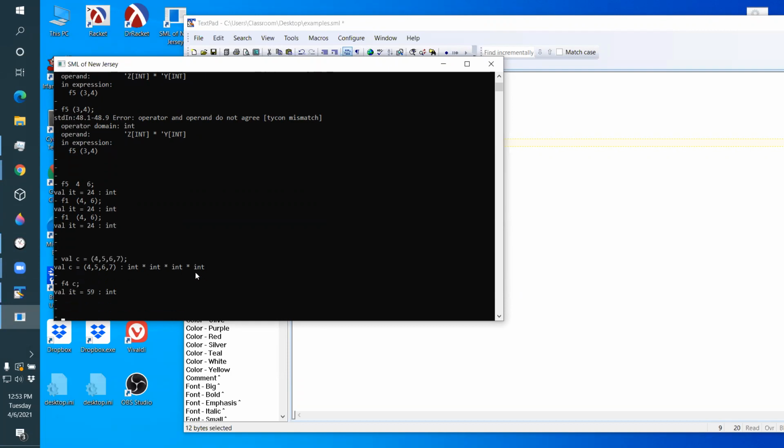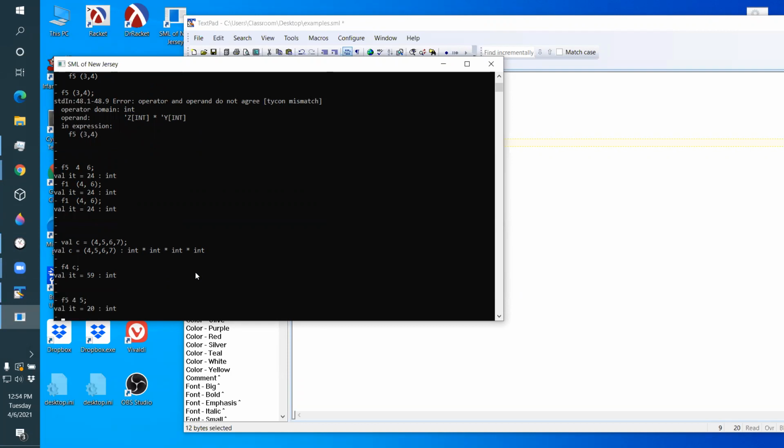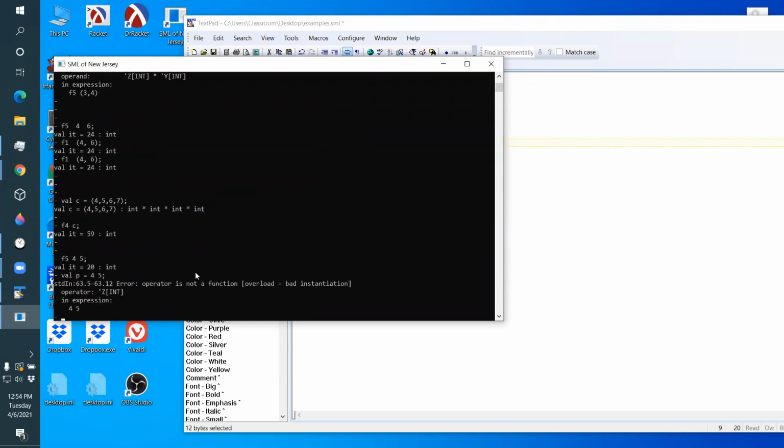Now you can't do this with F5. F5 takes in 4 and 5, right? Like that. There's no way that I can say val P equals 4, 5. That's not a data structure. That's not a thing that you can give a name to. So ML complains about that. See, that 4 space 5 is not one thing. There's no way I can give a name to 4 space 5, like I can give a name to a tuple.